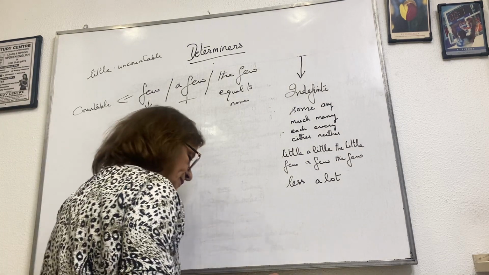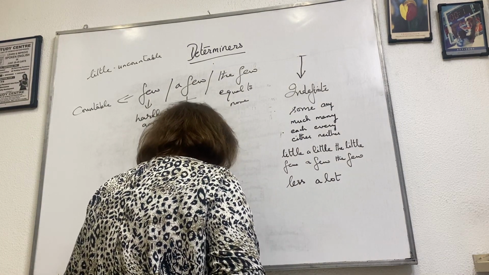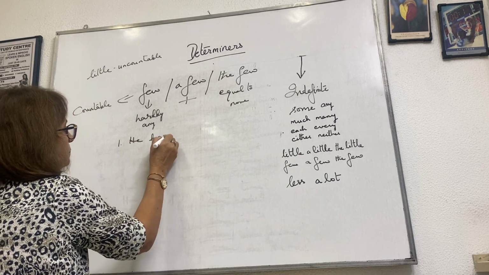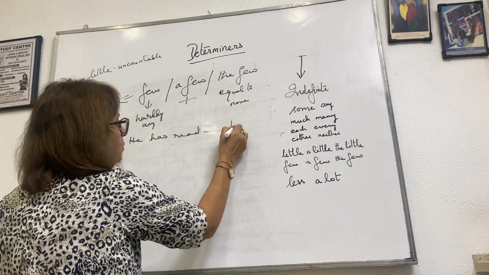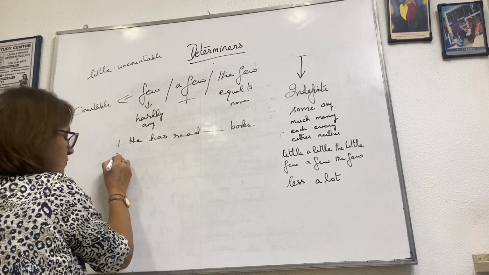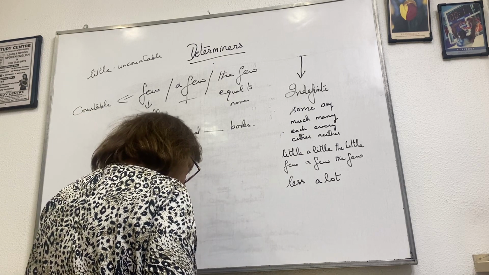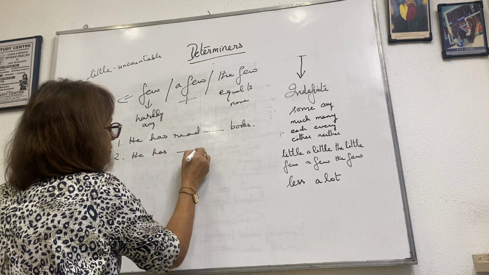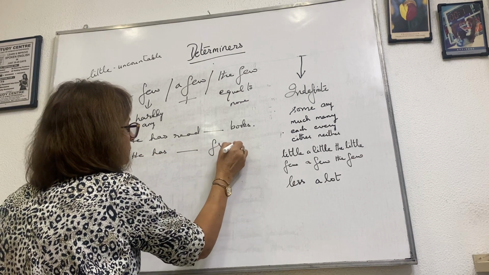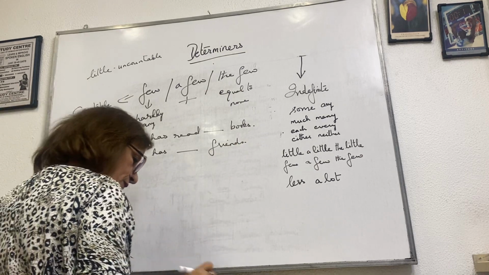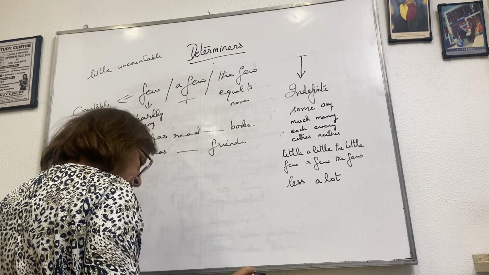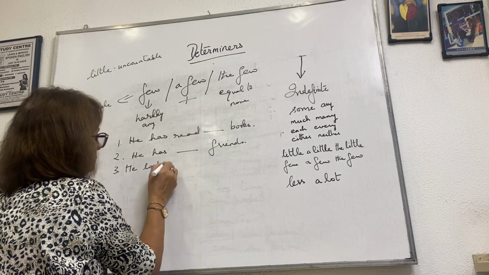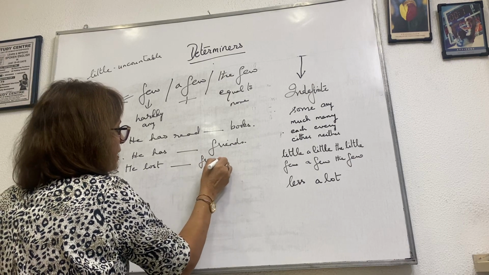Okay, let's see some examples. He has read dash books. Come to the second one: he has dash friends. And come to the third one: he lost dash friends he had.